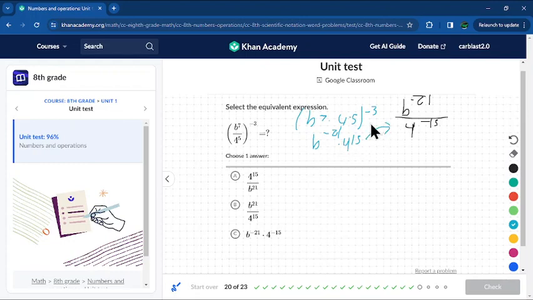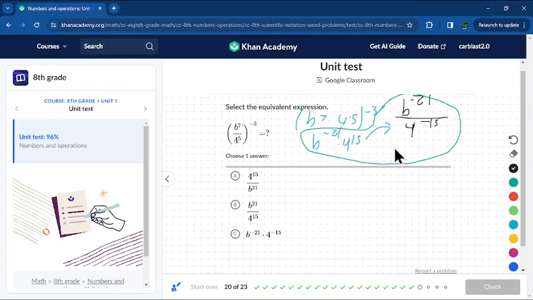Remember when I said that? b to the negative 21st divided by 4 to the negative 15th is the same thing as b to the negative 21st times 4 to the 15th. These two equations, I'll write this in turquoise, are the exact same. So now, what can you do with that information? So now you can do this.